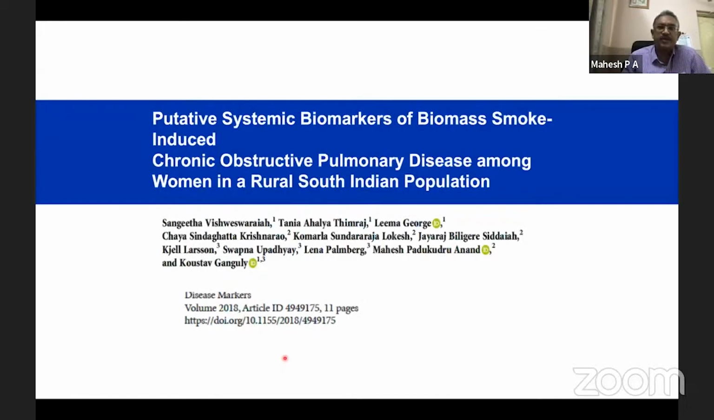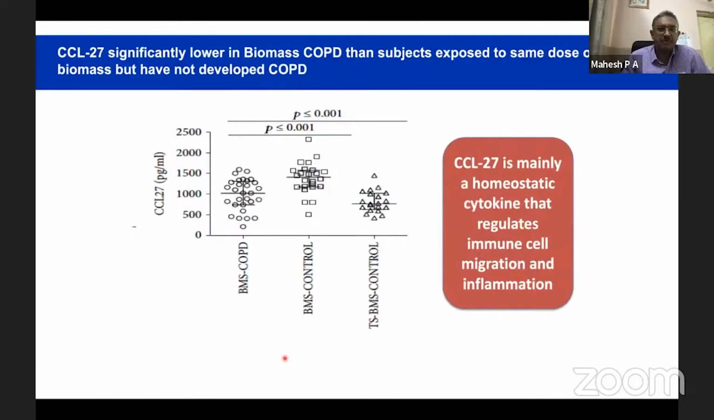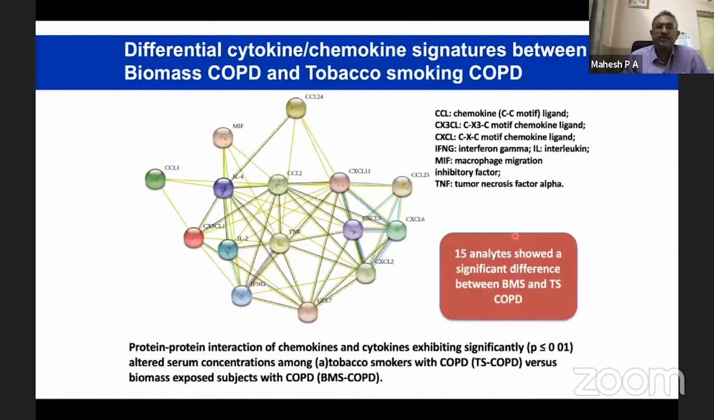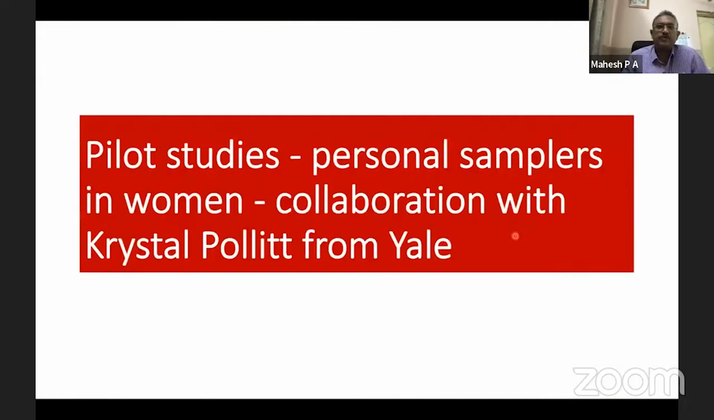So this was where we looked at 40 cytokines, looking at biomass COPD as well as tobacco COPD, and we found that CCL27 is an important cytokine that was lower. CXCL13 is also lower. Again, it is important for immune regulation. 15 of these showed significant difference between biomass and tobacco smoking COPD.